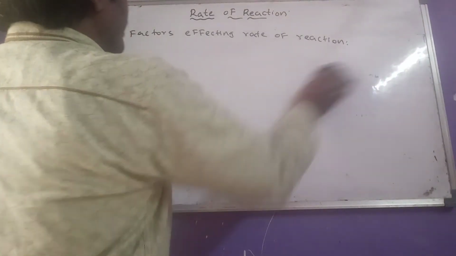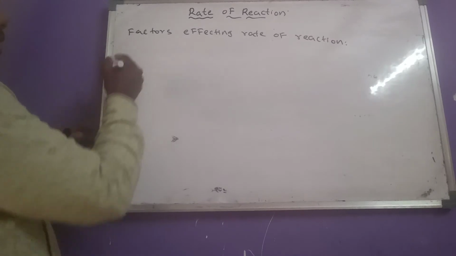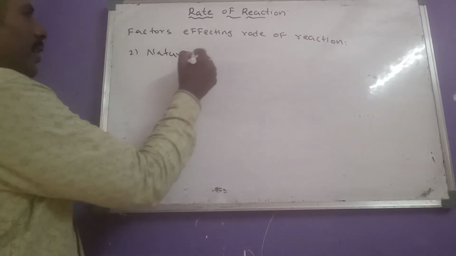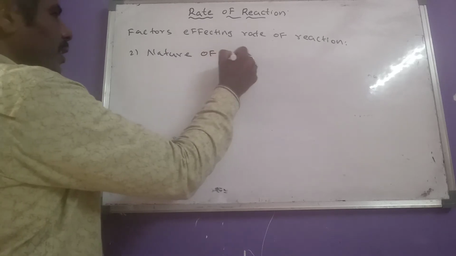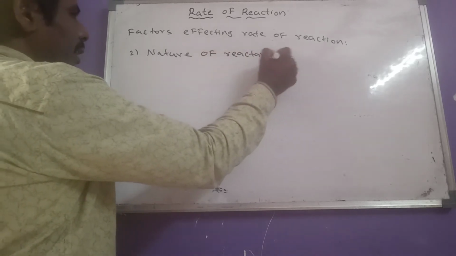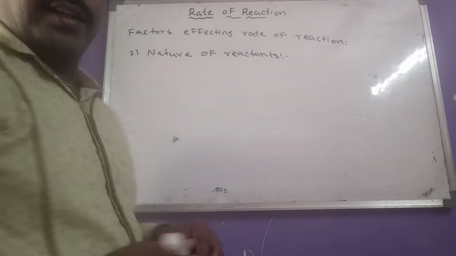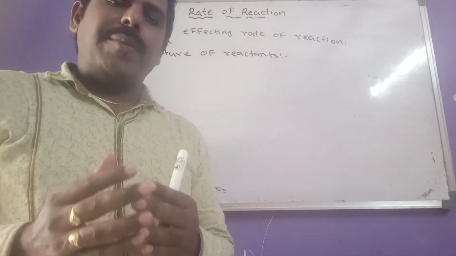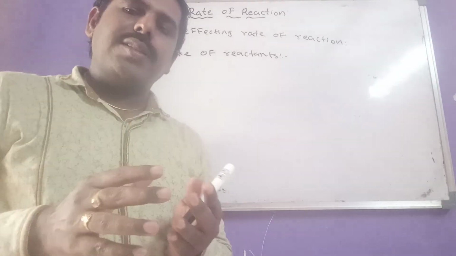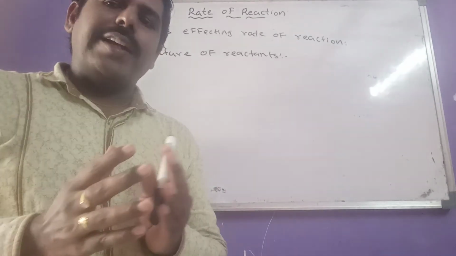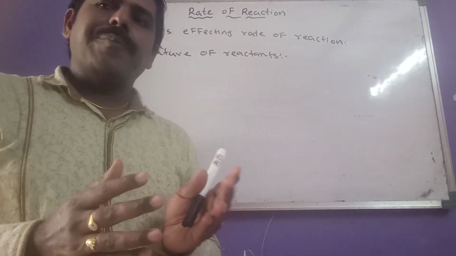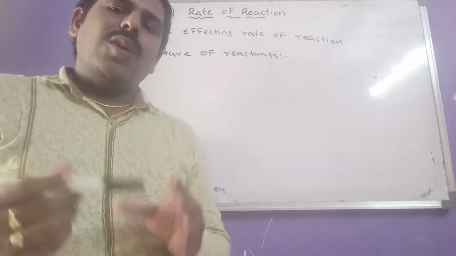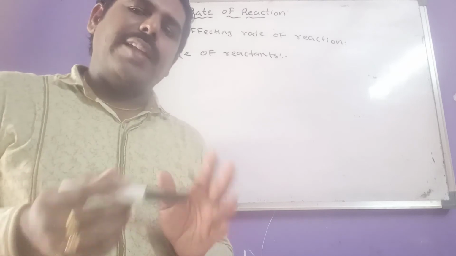Another one is nature of reactants. The second factor which affects the rate of reaction is which one? Nature of reactants. So see here. For example, if you consider reactions among ionic compounds, they take place vigorously with high speed, because in ionic reactions only exchange of ions takes place.